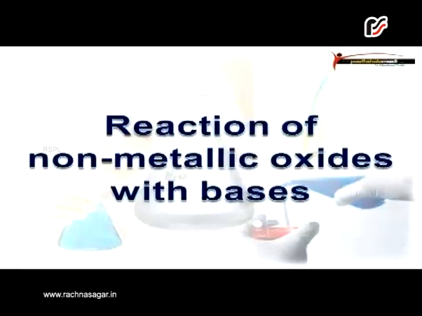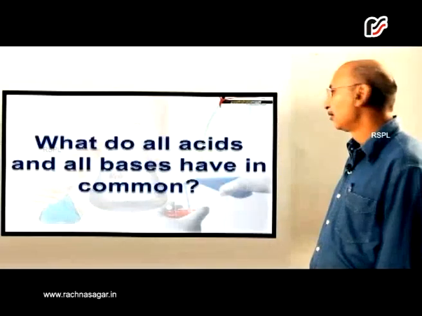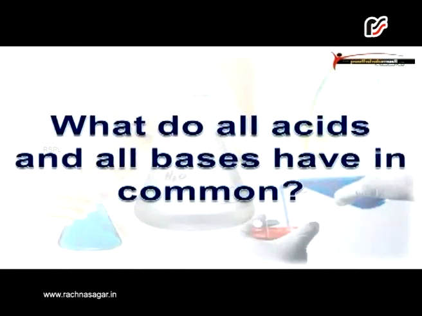The next reaction is the reaction of non-metallic oxide with bases. For example, carbon dioxide reacts with calcium hydroxide to form a white precipitate of calcium carbonate, and water is formed. Now we are going to take up what all acids and all bases have in common. Acids and bases all have H ions and OH ions, but in acids H ions are more than OH ions, whereas in bases OH ions are more than H ions.